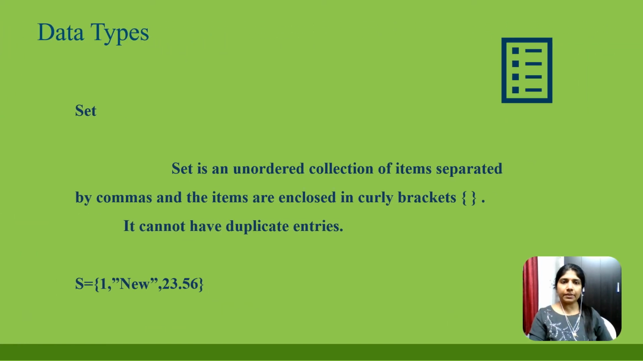The data type set. Set is an unordered collection of items separated by commas. So here for example you can see 1, comma, new, comma, 23.56. These are all of different types, and all these are arranged in one variable.